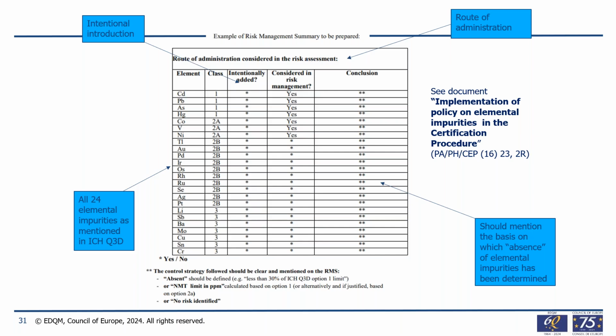You may include also the levels found, the maximum levels found of the elemental impurities in the substance if option 1, for example, is not applied. Option 2 can be applied when justified. In this case, it should be transparent on the maximum daily dose which was used to justify option 2A. You also may state that no risk is identified for several impurities.